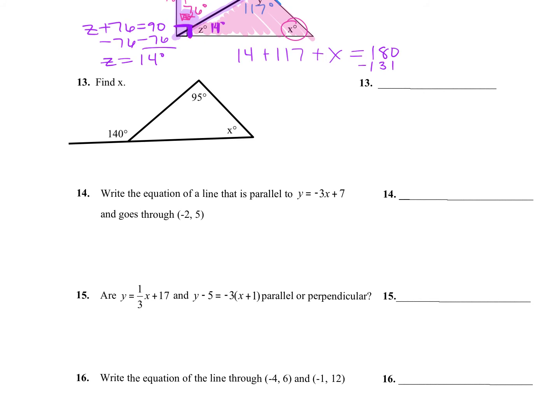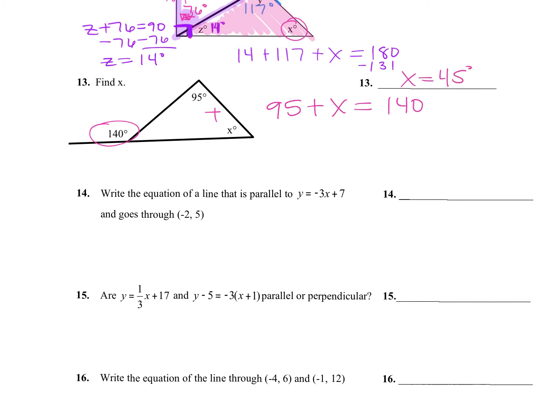Look at number 13. Do you remember these? I gave you 2 ways to do these problems. One was like a shortcut, and one was if you want to do it the longer way. Anyone remember the shortcut way? Exteriors and remote interiors. How do you set it up the shortcut way? 95 plus x equals 140. Yeah, if you add the remote interiors, so add these 2 together, it should equal the one exterior. Okay, so you could do it that way, take away 95, and you get x is 45.